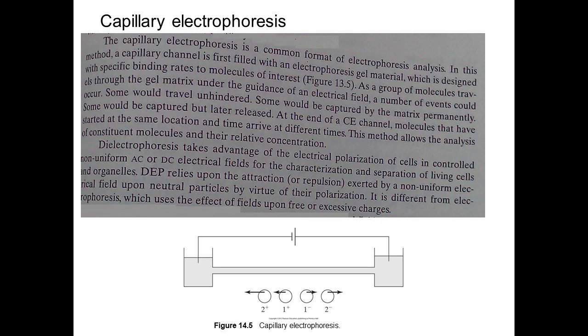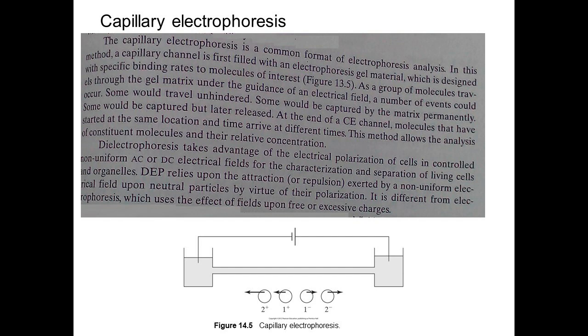So you can see that the gel has a certain rate of binding to certain types of molecules. As a group of molecules travel through the gel matrix under the guidance of an electrical field, a number of events could occur. This is about the traveling of the molecules. Some would travel straight from one point to another without being hindered. Some will be captured by the matrix permanently. Some will be captured and later released.